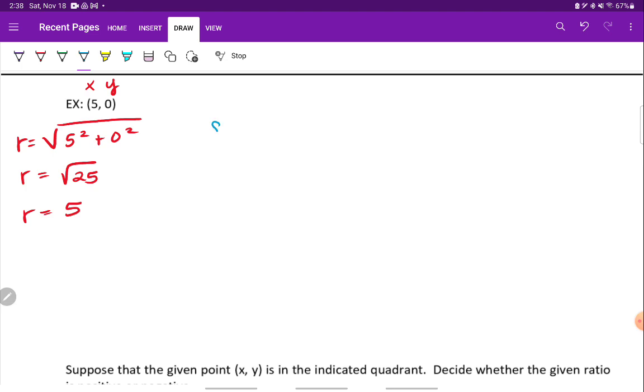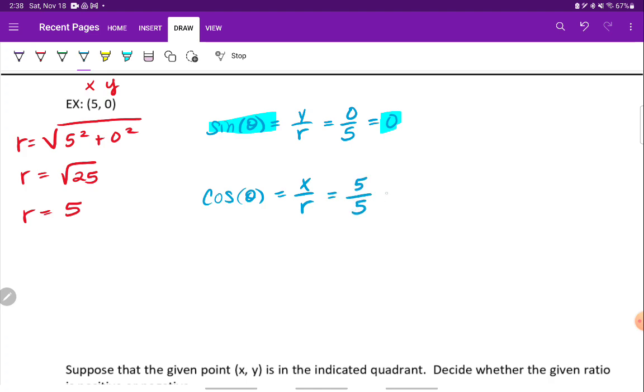And then on to our definitions. Sine of theta is y over r. So that's going to be 0 over 5. And 0 divided by 5 is 0. Cosine of theta is defined x over r. So that's going to be 5 over 5, which simplifies to 1.